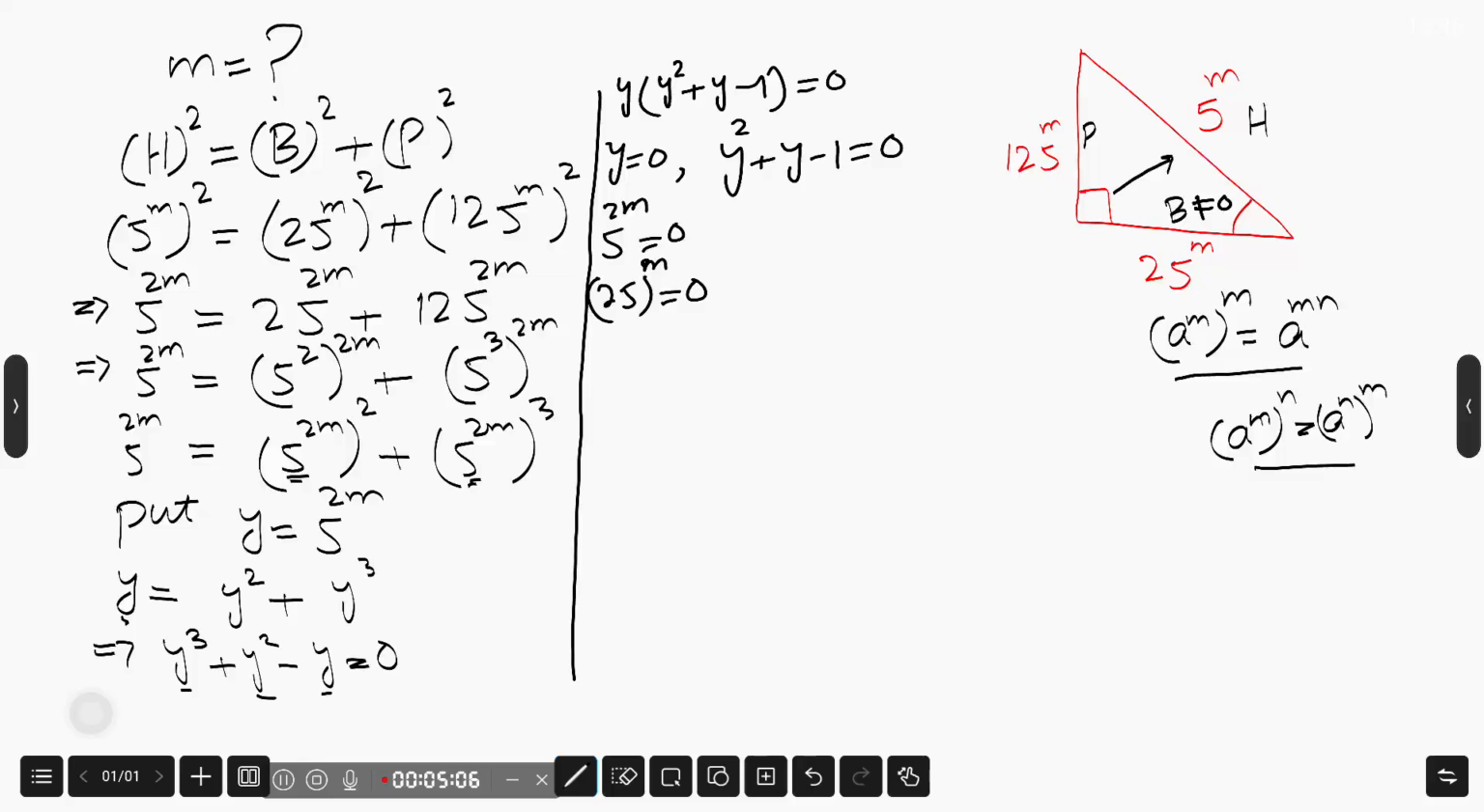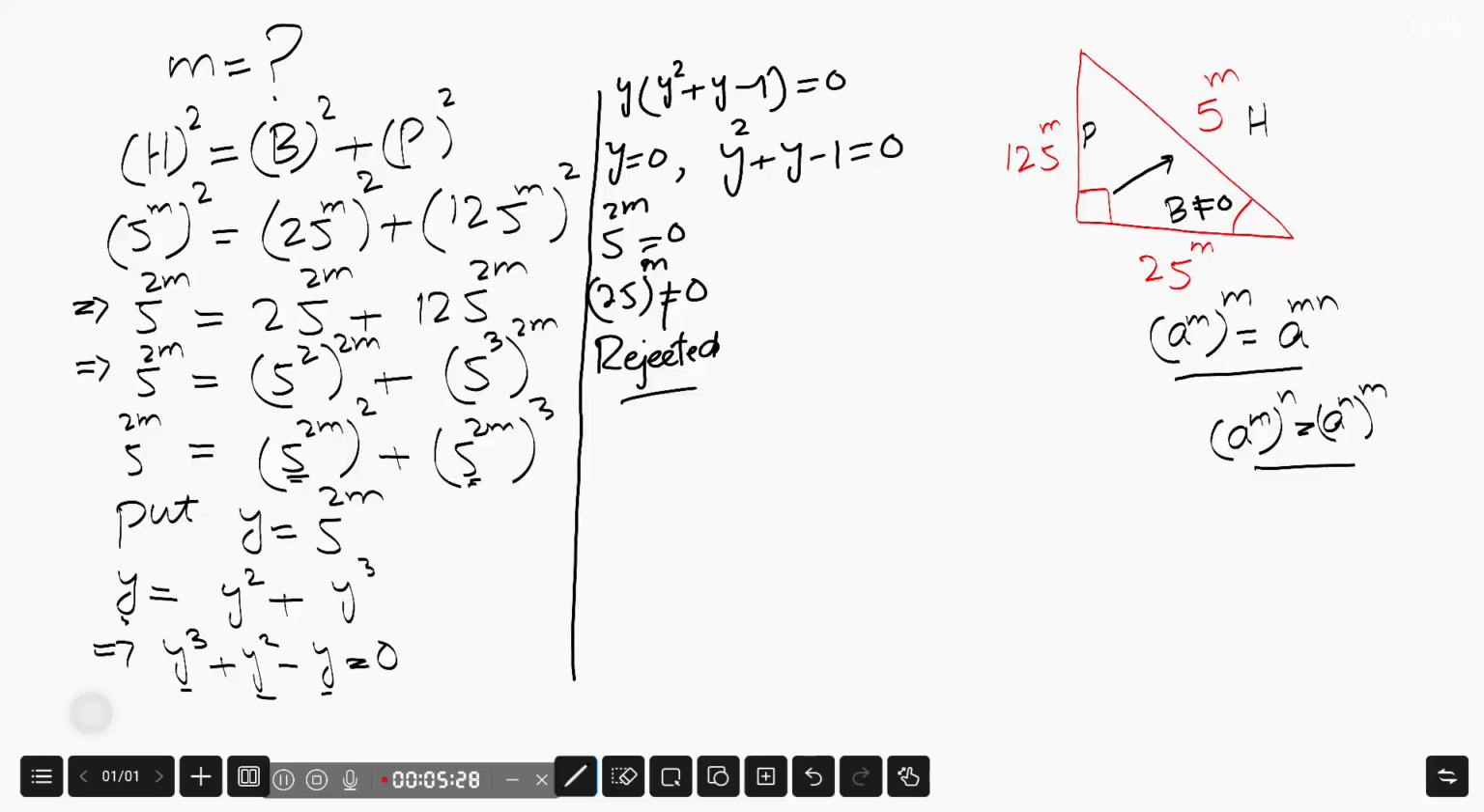Any side length of this right triangle is not 0, so we rejected this case because this is the side length of the given right triangle. So we rejected this case, and we will proceed with only this case. In this case, this is a quadratic equation, so we solve it by using the quadratic formula.